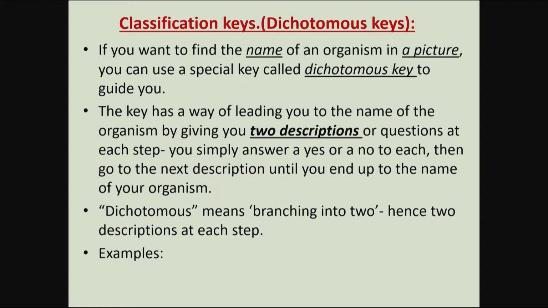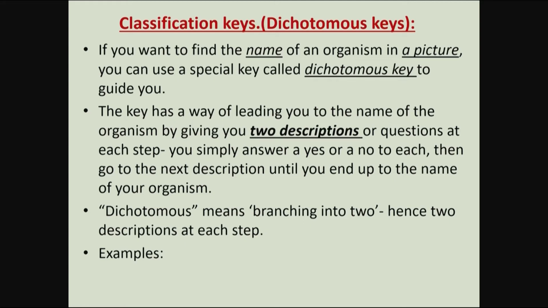This particular dichotomous key has a set of questions, okay? These questions have 2 descriptions, or 2 questions, at each step, from step 1 up to the last step. So you simply answer a yes or a no to each question, then go to the next step, until you finally reach the name of that particular organism you are looking at. So dichotomous means branching into 2. In each step, we have 2 descriptions or 2 questions.